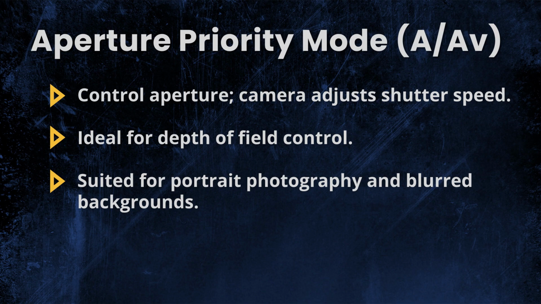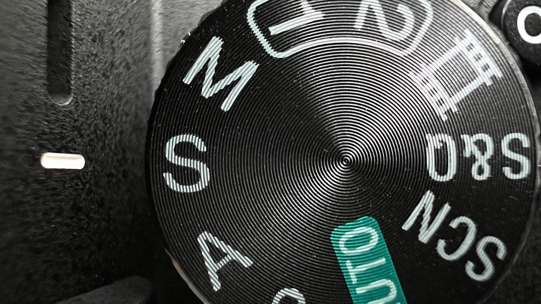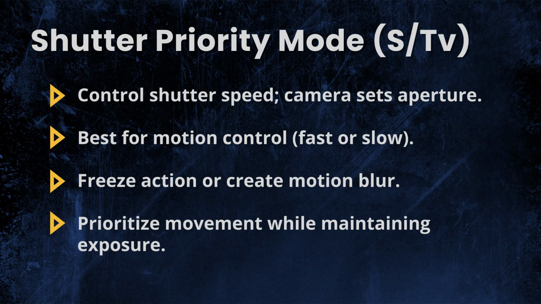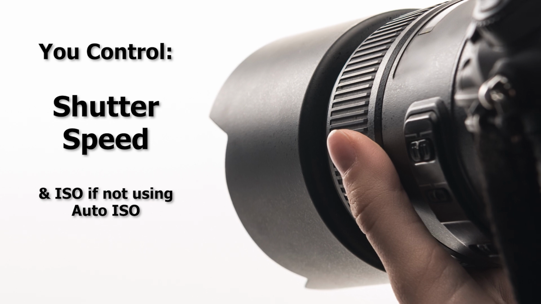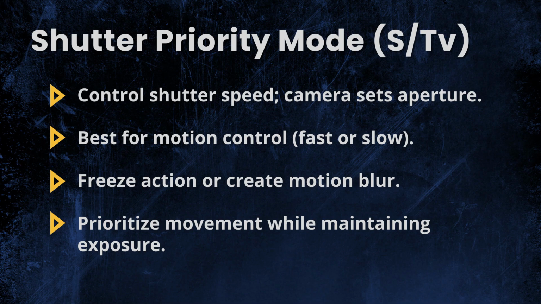This mode is especially useful when lighting conditions are changing and you still want to maintain control over the depth of field. Shutter Priority mode, marked as S or TV on your camera. And why is it marked TV sometimes? Well, that's an old term used for time value. But we're talking about the shutter. And this works in kind of the opposite way to Aperture Priority. In this mode, you choose the shutter speed and the camera selects the appropriate aperture to make sure that you get a balanced exposure.